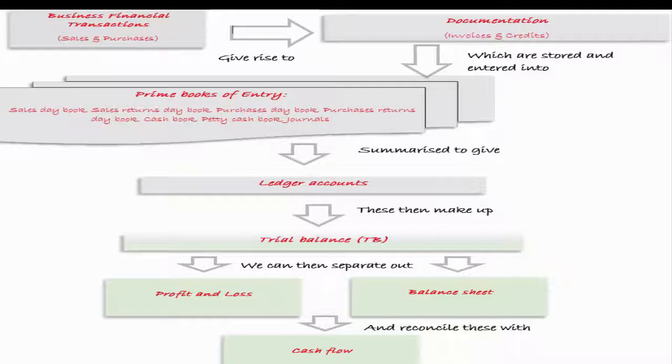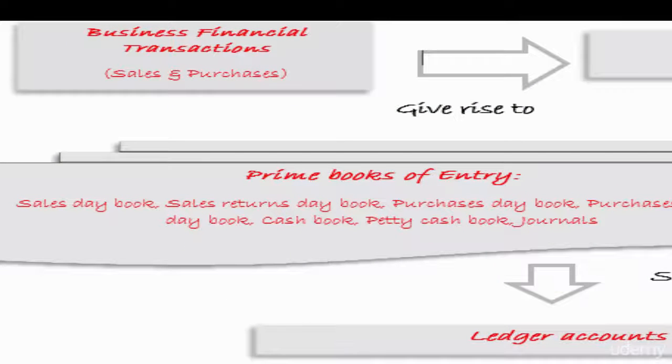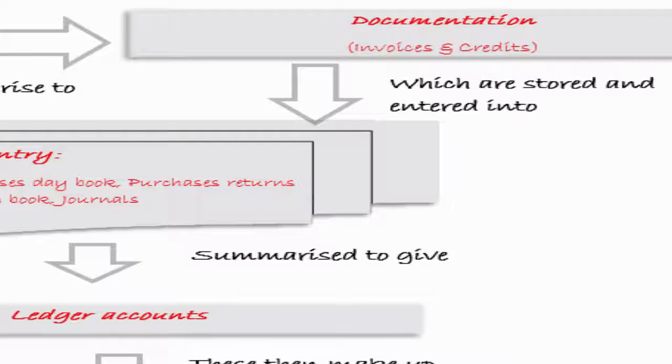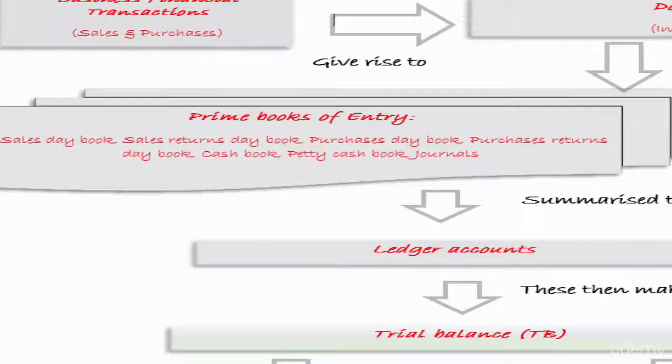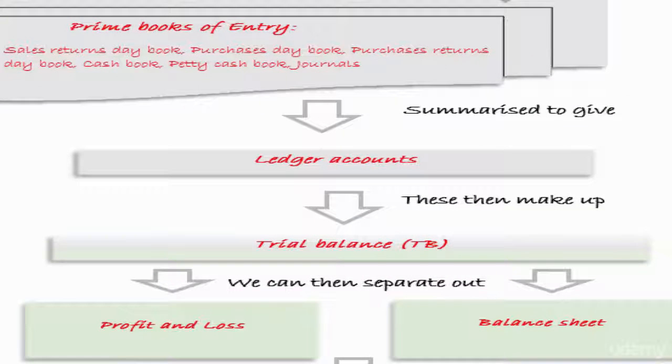So first of all, what we have is business financial transactions, which are your sales and your purchases. And these give rise to documentation, and your documentation is going to be invoices and credits. Your invoices and credits are then stored and entered into your prime books of entry. And you have a number of prime books of entry, such as your sales day book, your sales returns day book, your purchase day book, your purchase returns day book, your cash book, your petty cash book, and your journal entries. And all of these prime books of entry are then summarised to give you your ledger accounts.